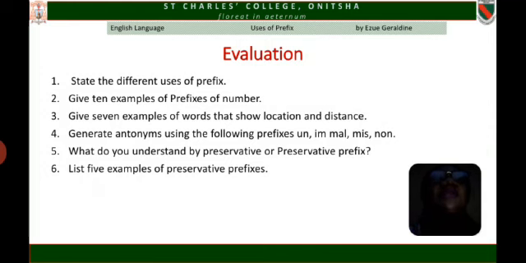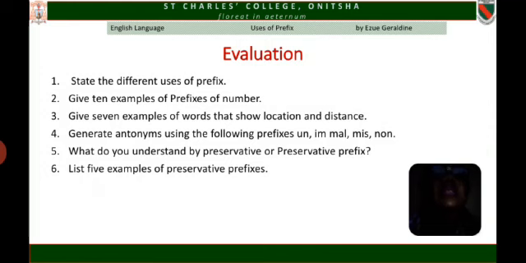Then we have 4. Generate antonyms using the following prefixes: un, im, mal, mis, non. What I am expecting you to do here is to give me, for example, happy is the root word. The antonym will be unhappy. So you do it for the 5 of these prefixes I give you here. Don't write the examples I give.